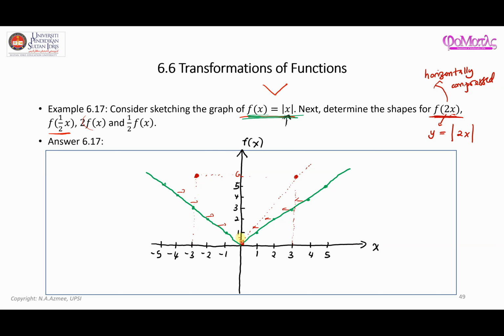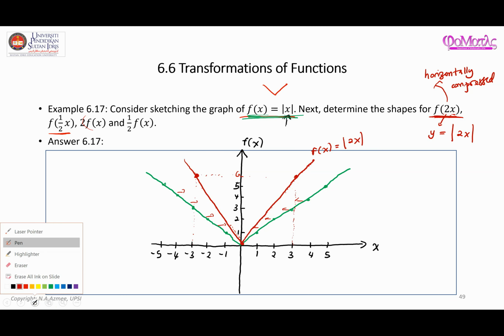Okay, the new modification to the original function here will be somewhere here. So I'm just going to draw a solid line now. Okay, so there you go. That's my new function where f(x) is equal to absolute value of 2x.